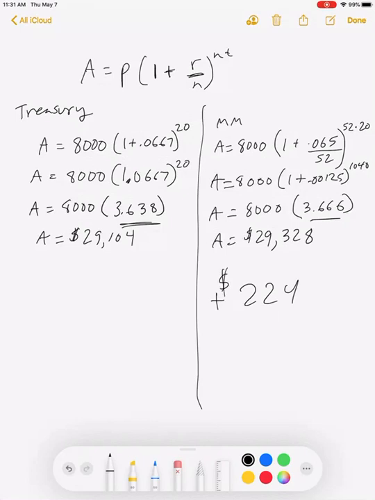and then you wonder, over 20 years, does the $224 matter? Well, I guess $224 is better than nothing, so you might have had a few extra Starbucks over the course of 20 years.